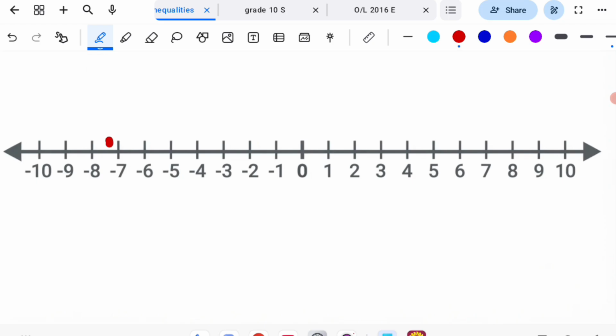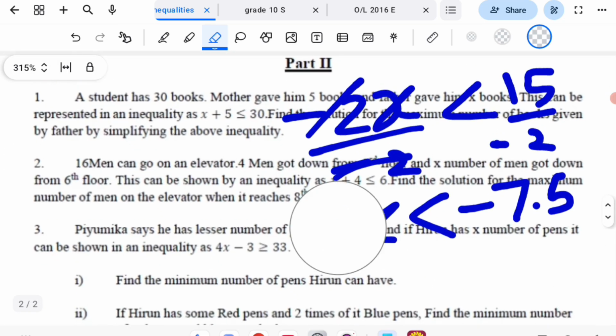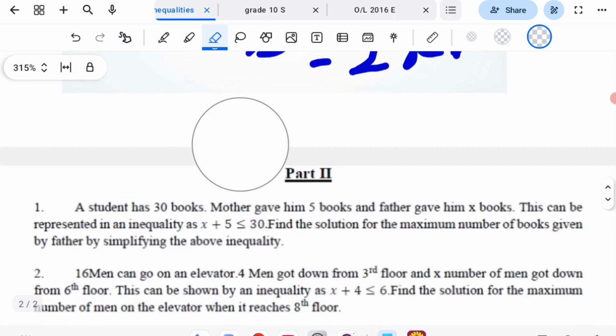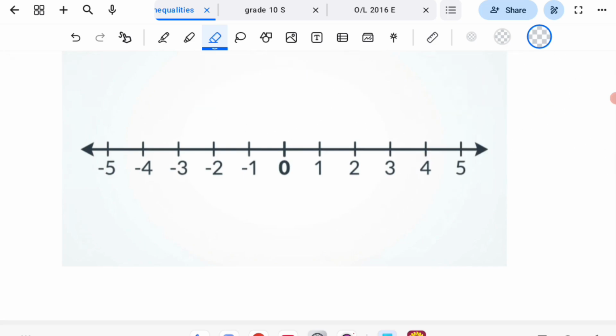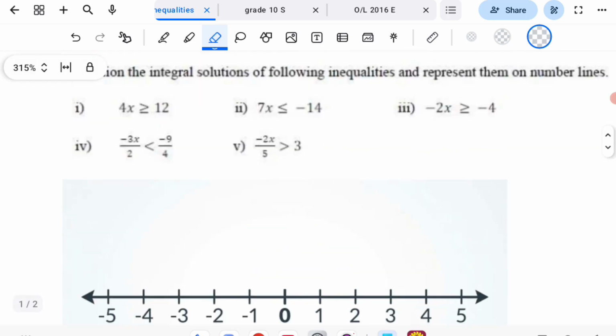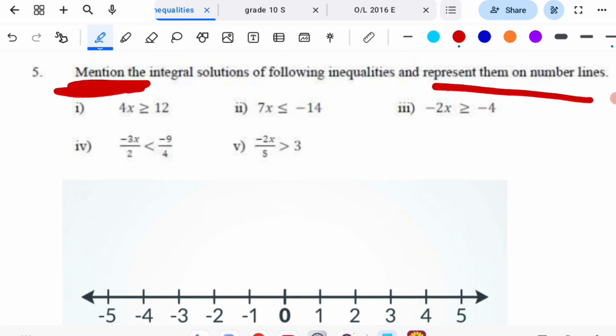Then I will mark it on this number line. Less than minus 7.5. Minus 7.5 is in this place between minus 8 and minus 7. Less than minus 7, the numbers are minus 8, minus 9, minus 10. When writing answers, you have to write the corresponding integral values and mark the integral solutions. I have only marked integral solutions, but you have to write the corresponding integral solutions, and because they have given that, mention the integral solutions, and then you have to represent the number line.